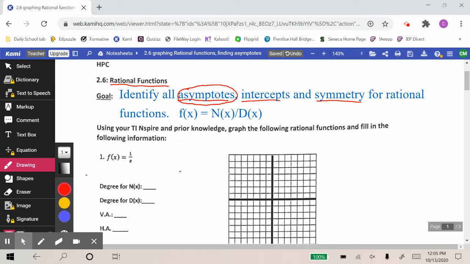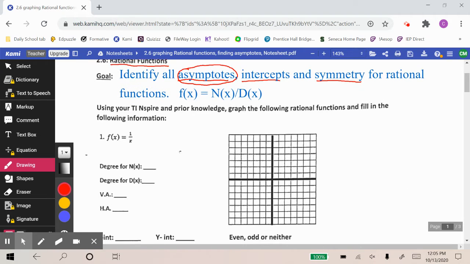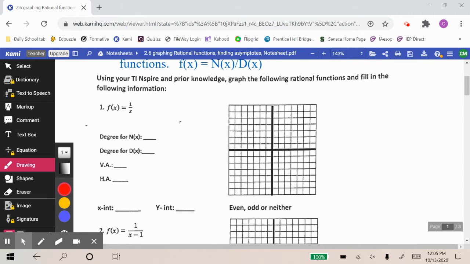If we look at the first one, it looks like the front side and the back side of the notes have 6 problems. We're going to take a look at 3 of them, which cover 3 different types of cases and how they affect the horizontal asymptote. All right, so the first one is a review.